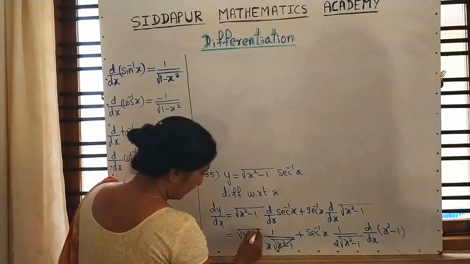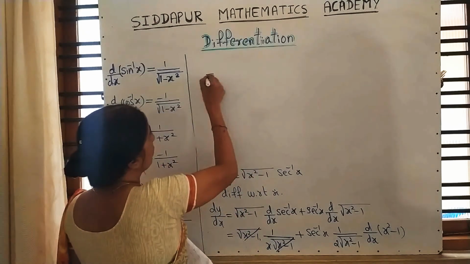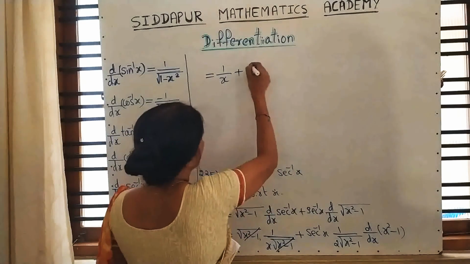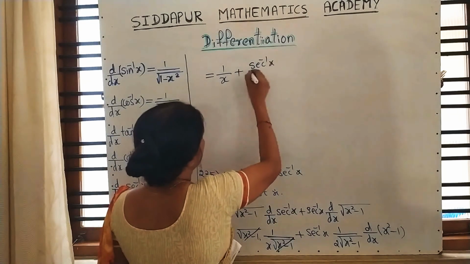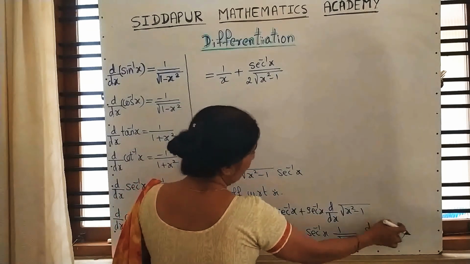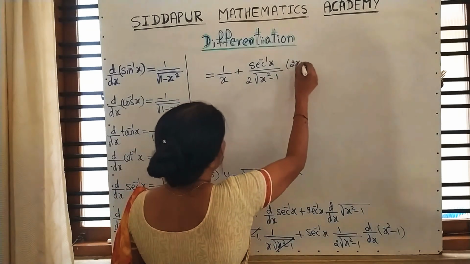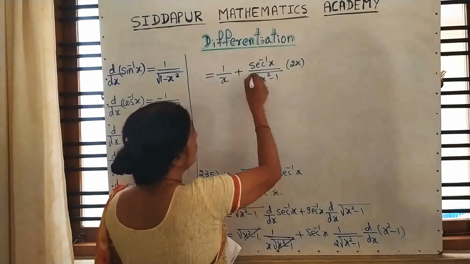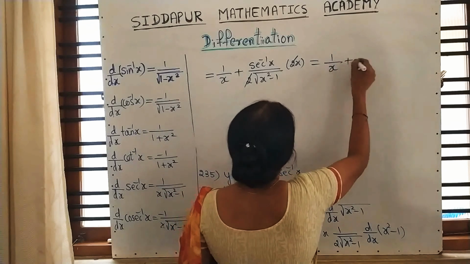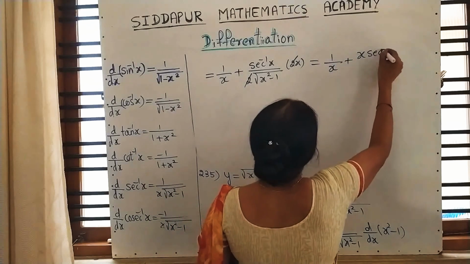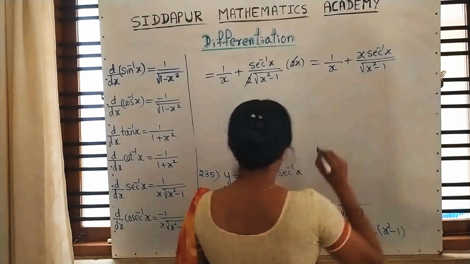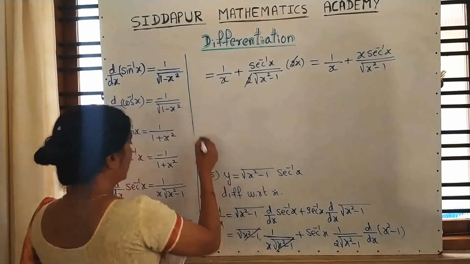What is the next one? Here this term and this term get cancelled. Correct or not? 1 by x is remaining plus sec inverse x upon 2 root x square minus 1. What is the differentiation of x square? 2x. Minus 1 is minus 0, no need to write that. So 2 gets cancelled. 1 upon x plus x into sec inverse x upon root of x square minus 1. Moving to the next question.